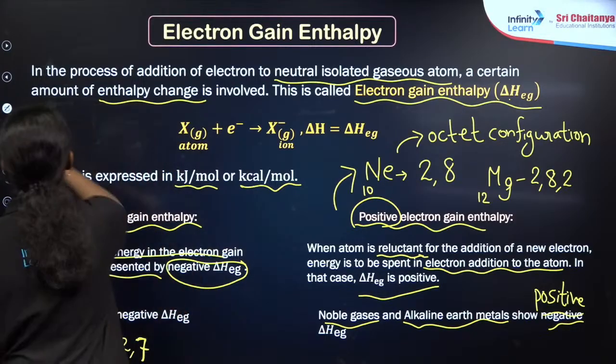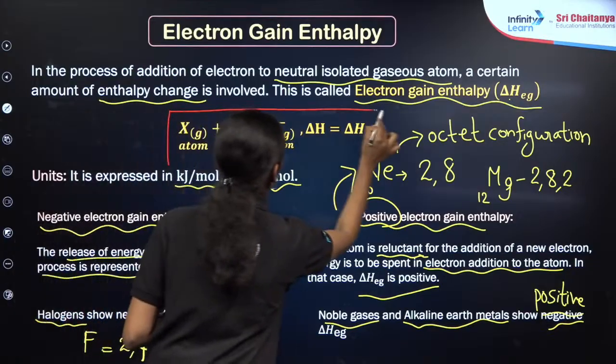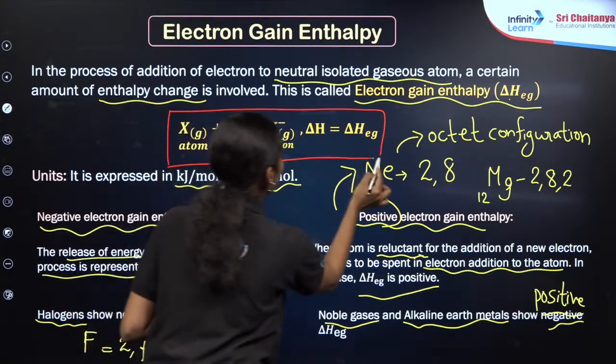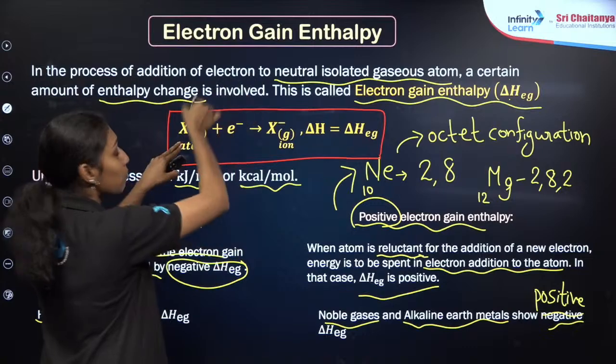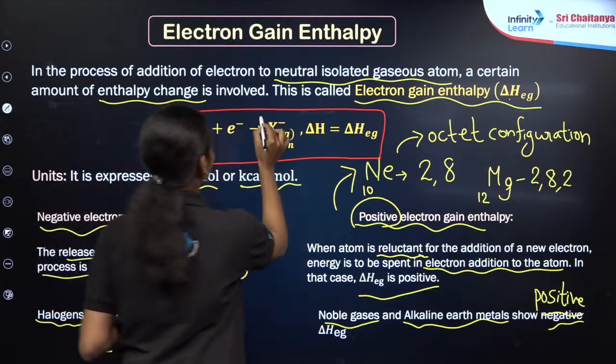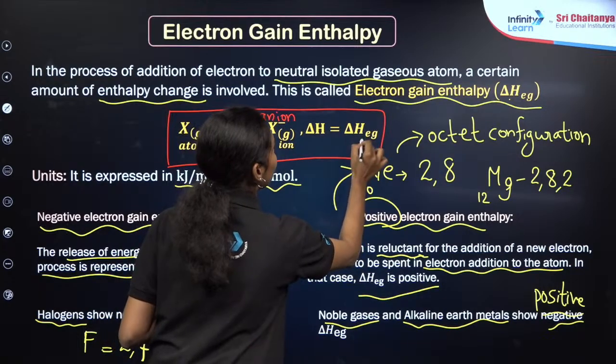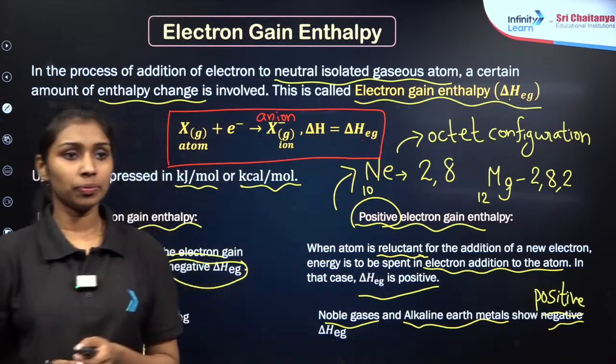And this will be the general representation of electron gain enthalpy, where X is our isolated gaseous atom. Whenever we add an electron to it, it forms a negative ion or anion, with the change being the electron gain enthalpy, that is delta Heg. Clear?